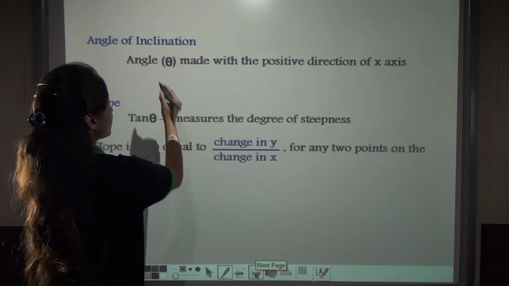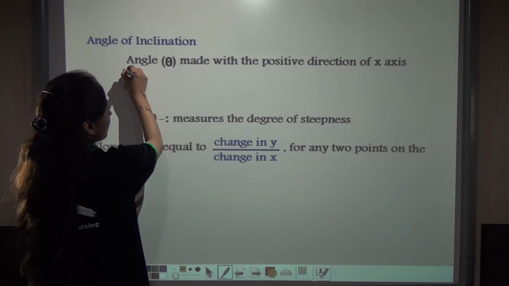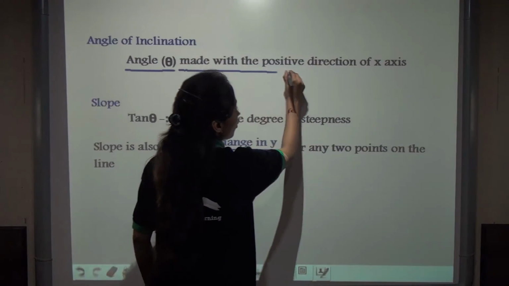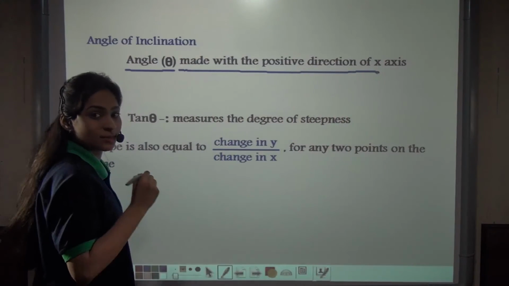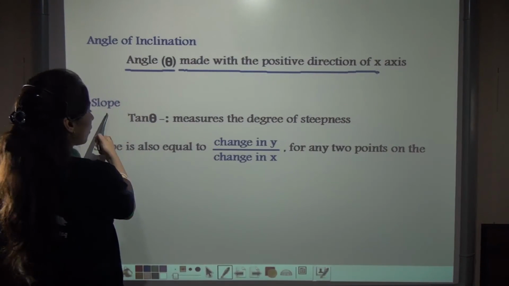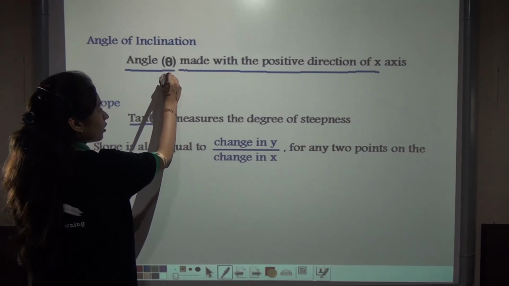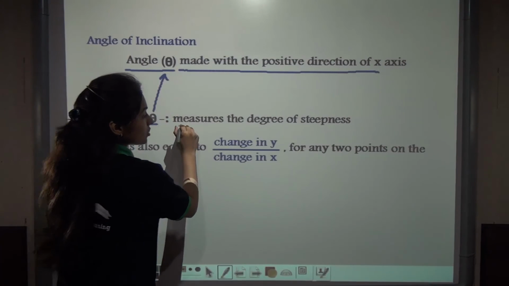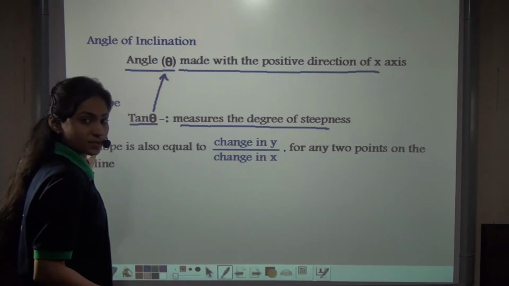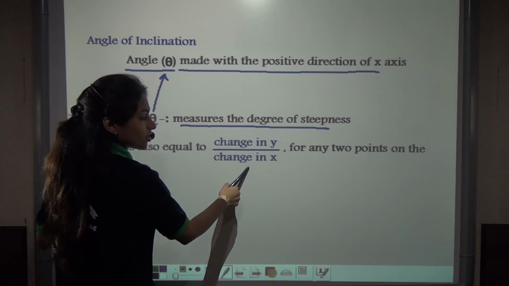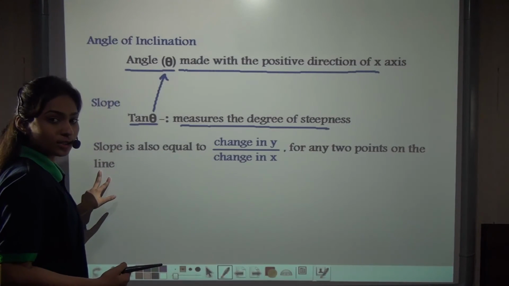So now you know what is angle of inclination. Angle of inclination is the angle, say theta, made with the positive direction of x-axis by the oblique line. Now what is slope? Slope is actually this tan theta, where theta is the angle of inclination. This measures the degree of steepness. Or you can also find out with the help of change in y by change in x for any 2 points on the line.